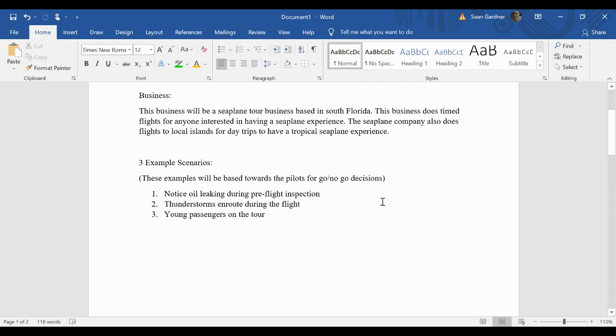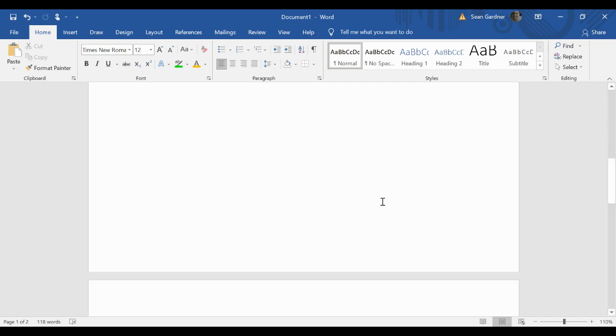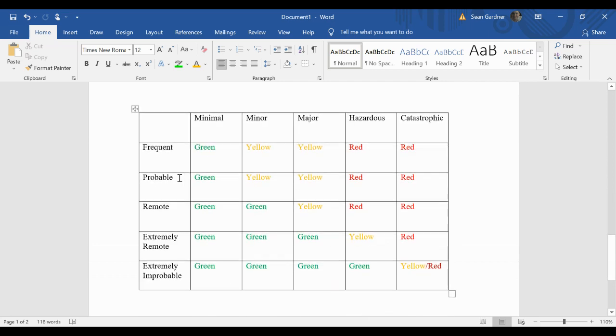And for our last example, this one's unique to a business such as this one, is younger passengers on the tour. And what I mean by that is, let's say you have a 4-seater seaplane, 2 in the front, 2 in the back, and you have a 6-year-old to a 10-year-old kid sitting in the front. They might want to grab the controls or hit buttons or things like that.